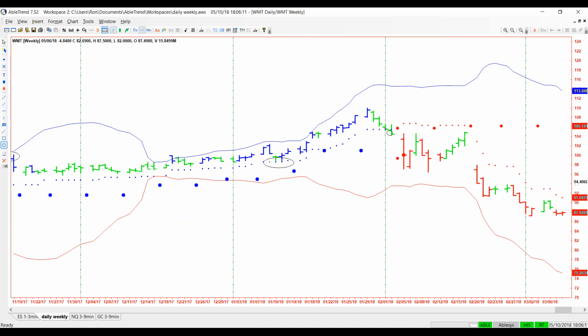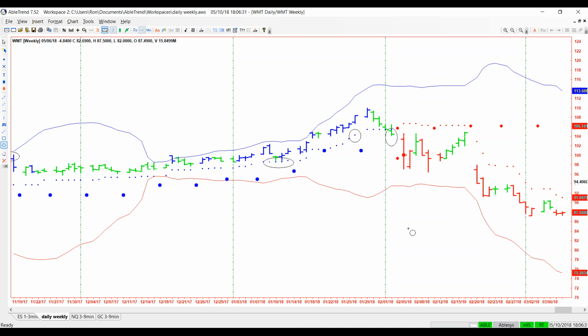So we're in at 81, and we're finally stopped out right there because we went under the blue dots for the first time. In 5 months, we got stopped out at 105, getting in at 81. If you're an option trader, you just caught a piece of that.